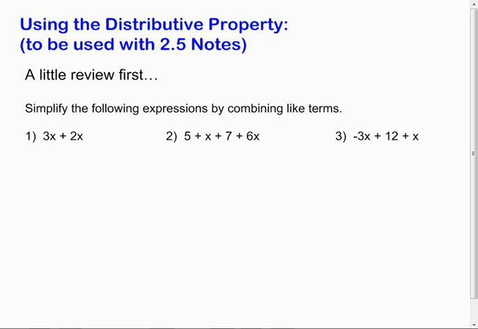Now, why is this going to work? What is that? 2x and 2x. Because if I undistribute this, it's this. That's right. That's 5x. How about the second one? What should we be doing with me?